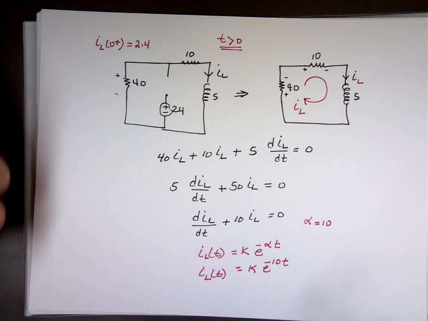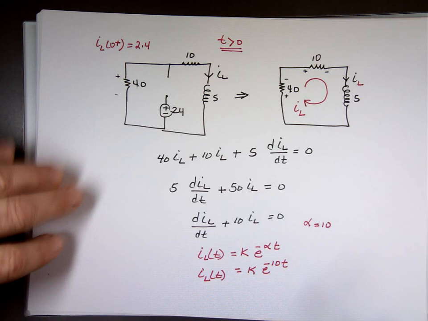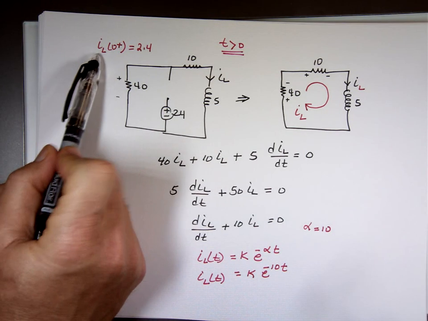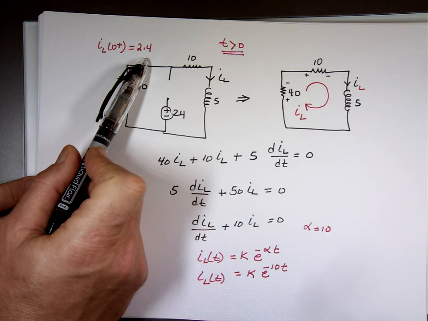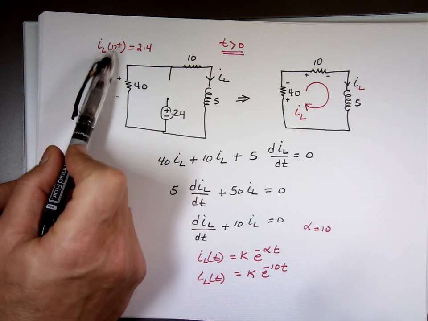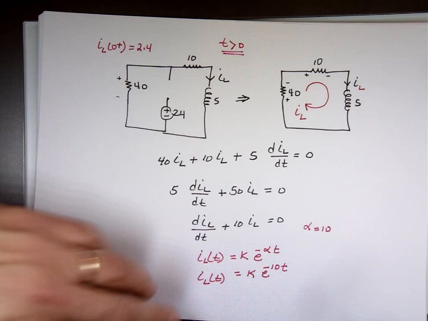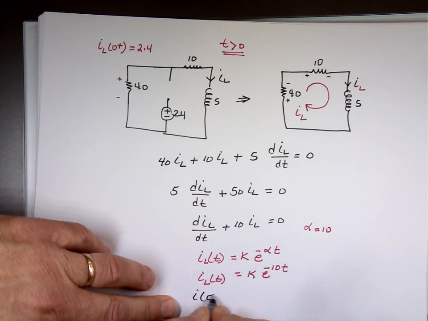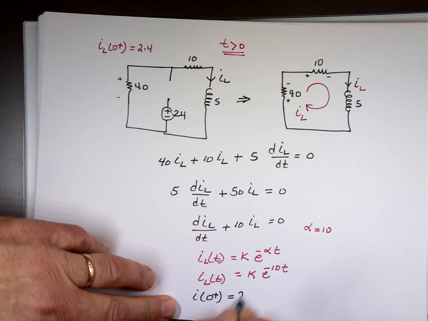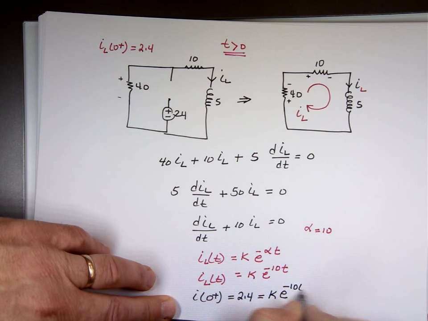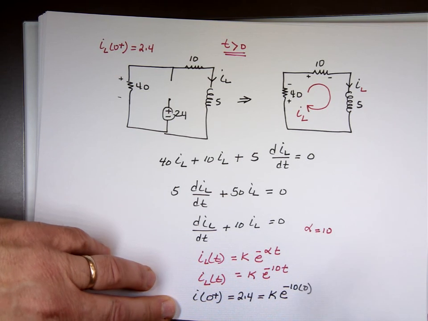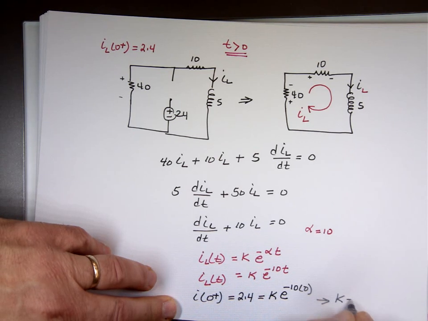To find k, we know what the current through that is at 0 plus, 2.4. So let t be 0 and plug it in. I at 0 plus, that means t is 0, is equal to 2.4, which equals k times e to the power of negative 10 times 0. What's e to the 0? 1. 1 times k is k. So k equals 2.4.